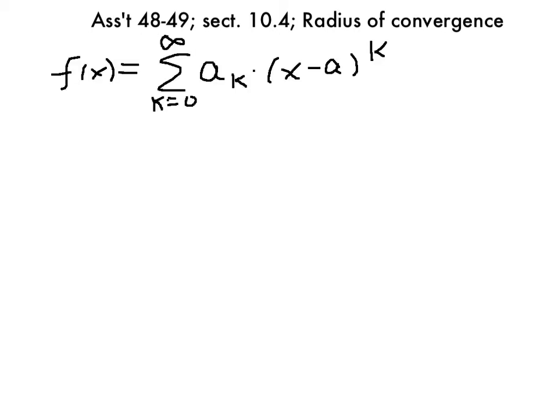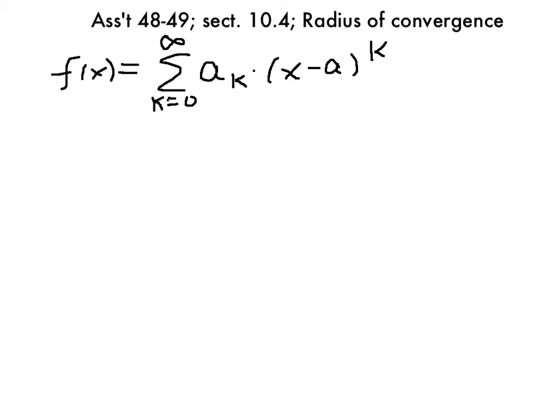Today we're going to look at how we find the radius of convergence for a Taylor series. And what we're talking about here is something that I think has been mentioned before. If we have a Taylor series for some function f of x, we'll write it out. So here we have a Taylor series centered at A for some function f of x.